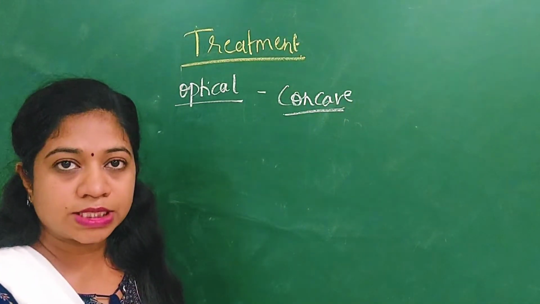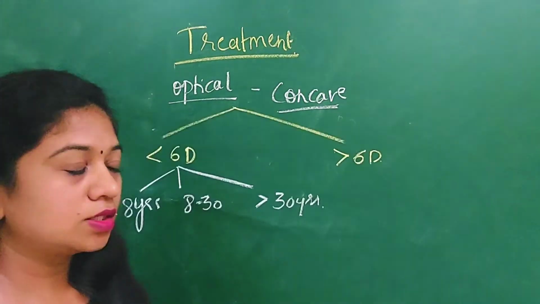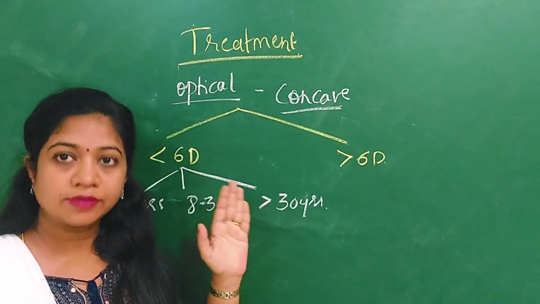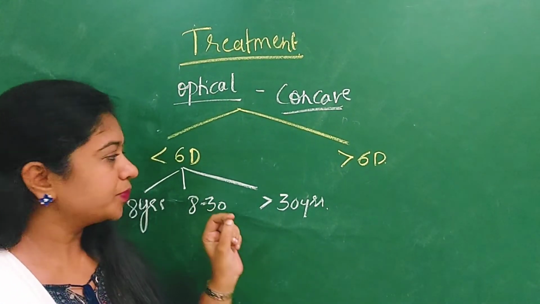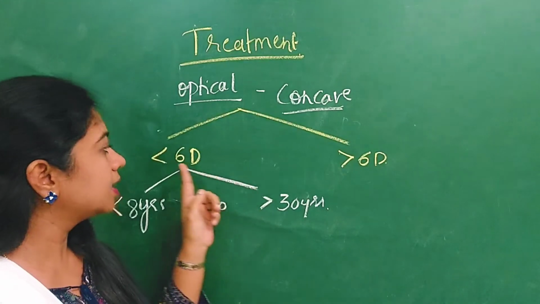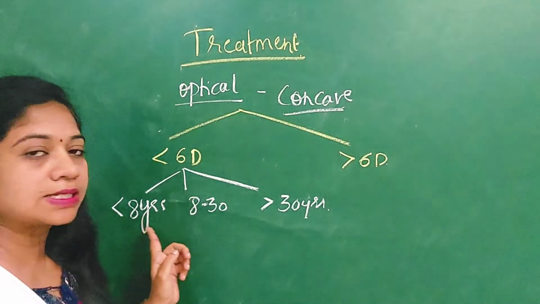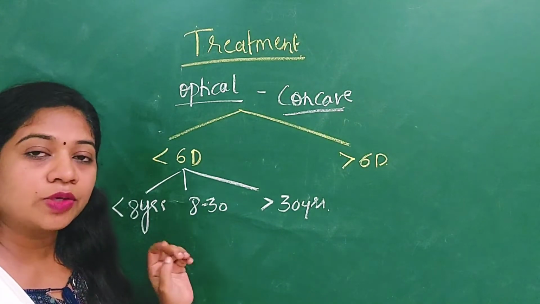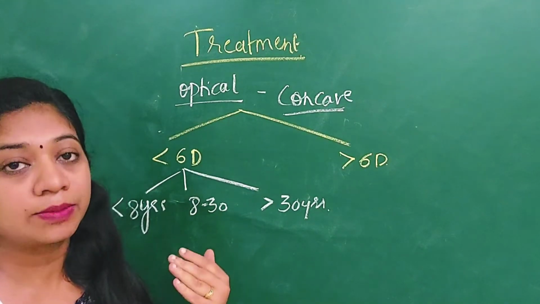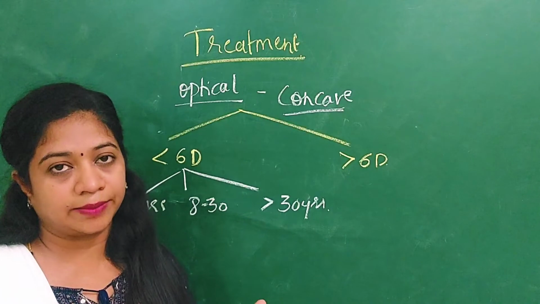Concave lenses are used in treatment of these myopic patients. So this optical treatment is done either with spectacles or contact lenses, depending upon the degree of myopia. That is, if the myopia is less than 6 diopters and the patient is less than 8 years of age, then you can give the full correction and encourage them to wear the glasses throughout the day.